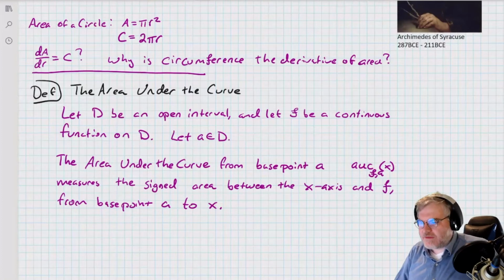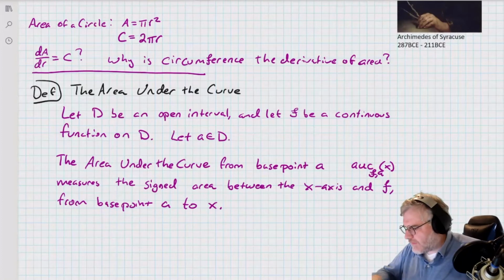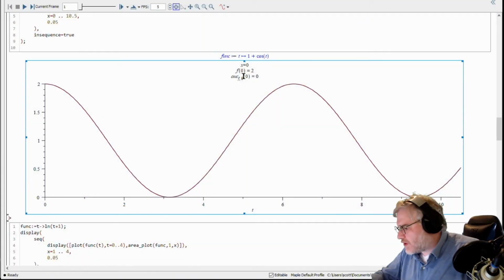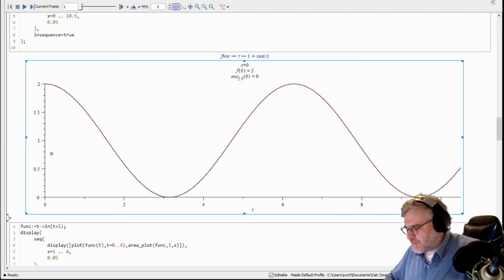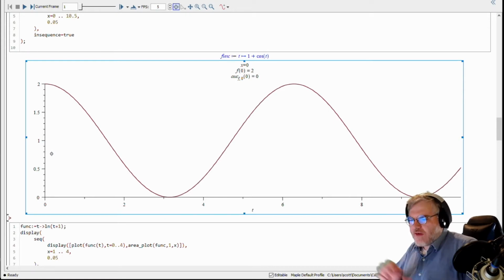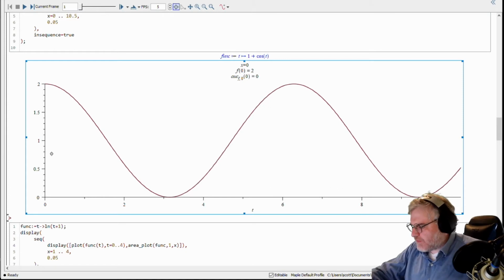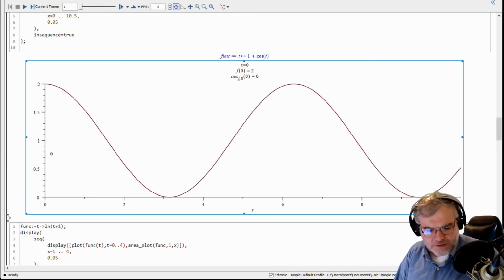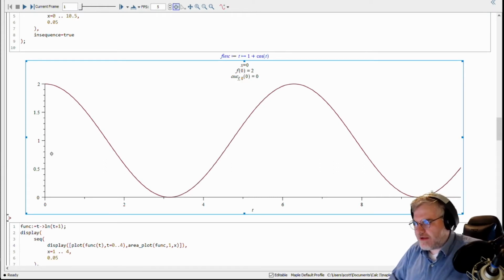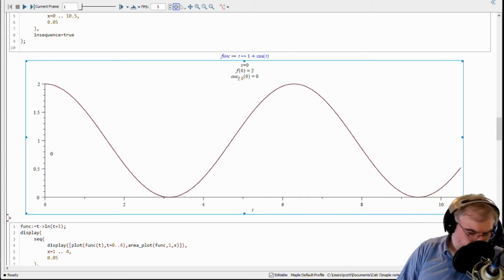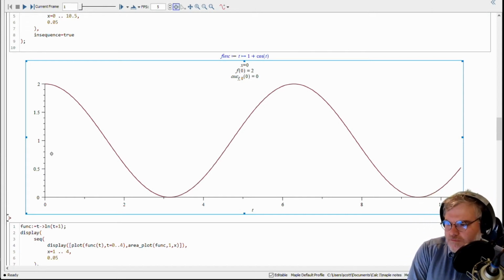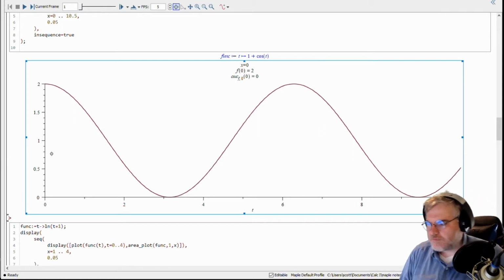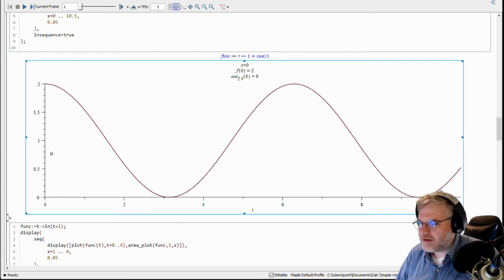Okay, so what do I mean by that? Let's look at what I've got here. So here I've got the function 1 plus cosine of t with a base point of 0. Okay, 1 to 5, how do we feel about this idea that f is 1 plus cosine of t and 0 is the base point I'm going to start with? How do we feel about that, 1 to 5? Okay.